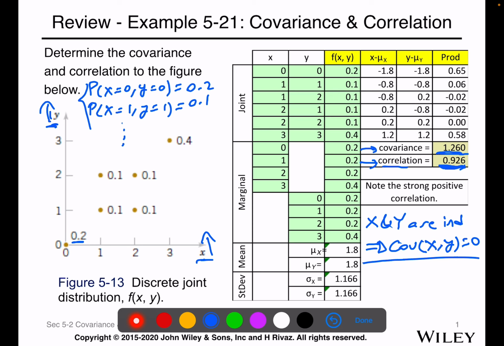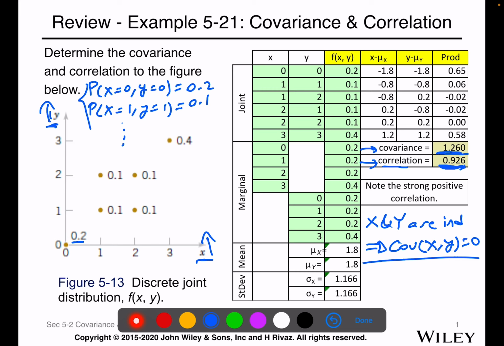But the other way around is not correct, right? If covariance is 0, then correlation is also 0, right? So if covariance is 0, it's not guaranteed that those two random variables are independent. They can still be dependent, but not correlated. Any question? Yep. So you conclude that they're independent only if covariance and correlation is 0.